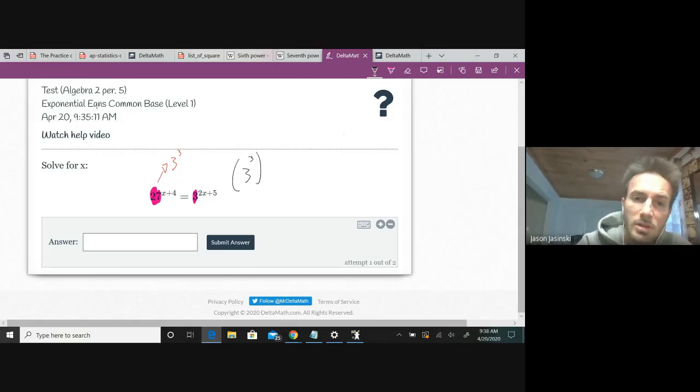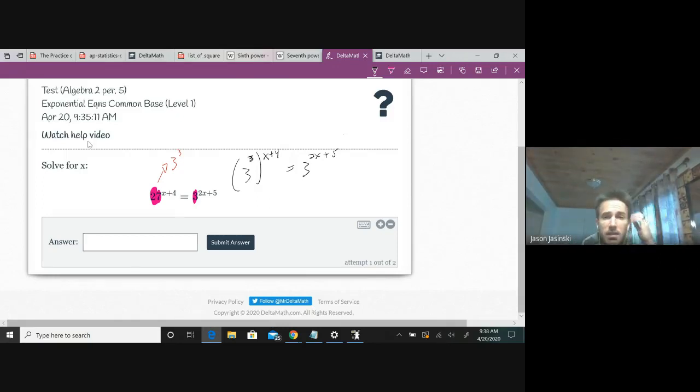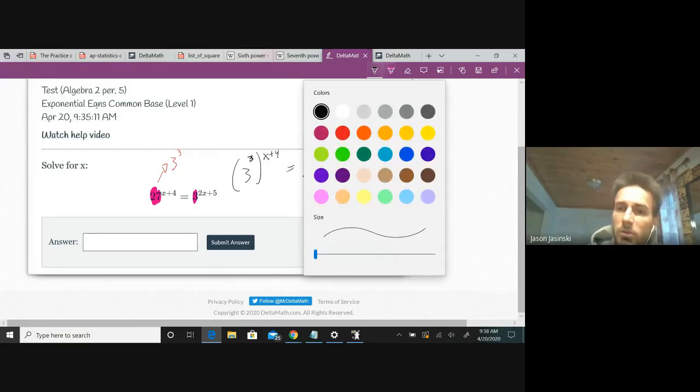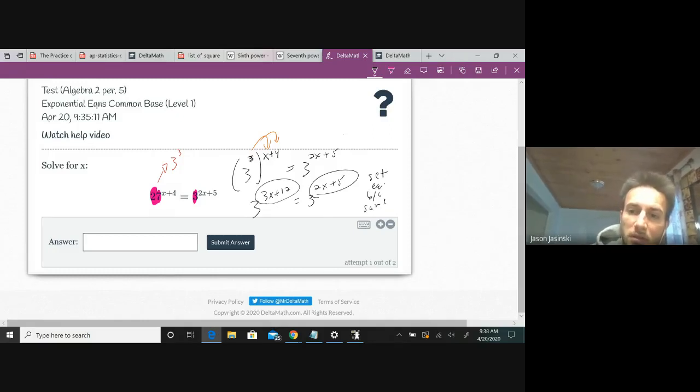3 to the 3rd, keep that in parentheses, recopy the exponent, and then keep the right-hand side the same. Once you have the same base, you're able to then set the exponent portions equal. However, first you need to distribute this 3 by these 2 terms. So that would give you 3 to the 3x plus 12 equal to 3 to the 2x plus 5. So as I said before, you could set these equal because you have the same base. So that's how you solve this type of exponential equation.